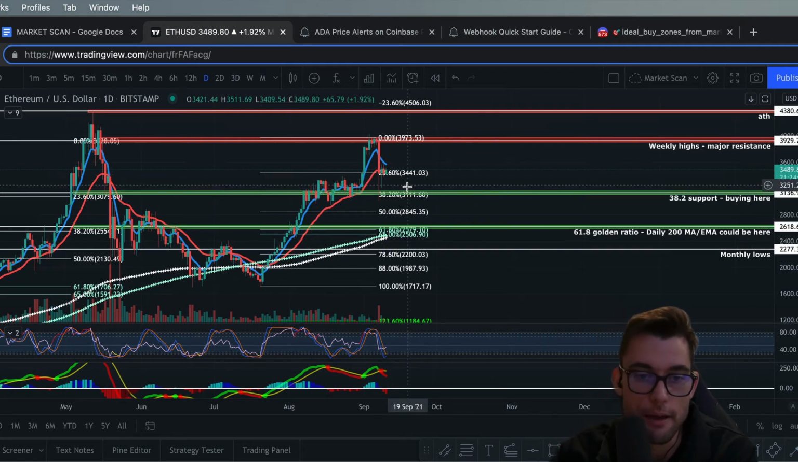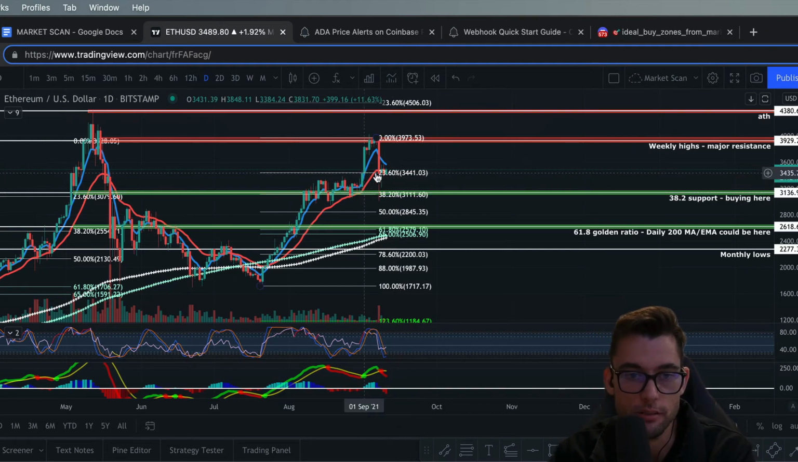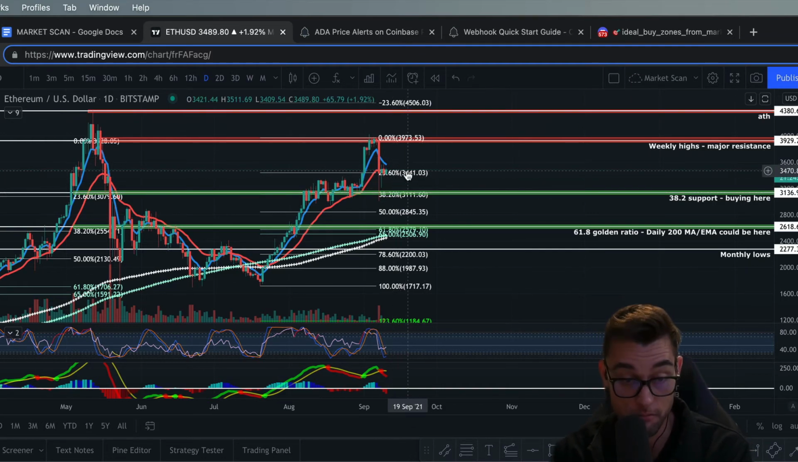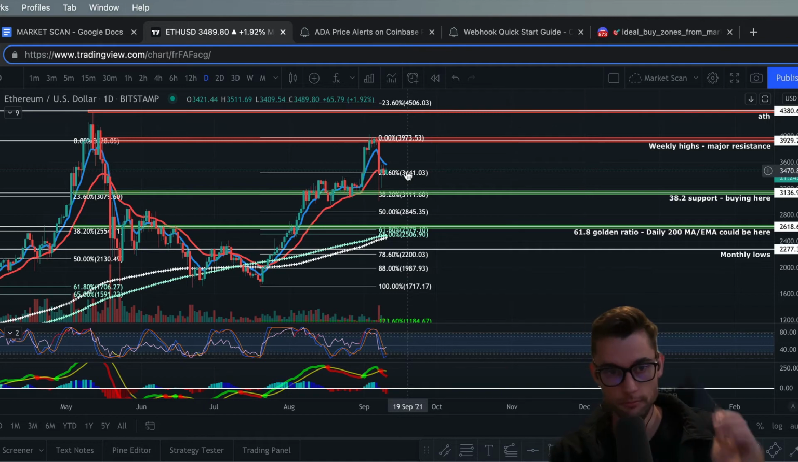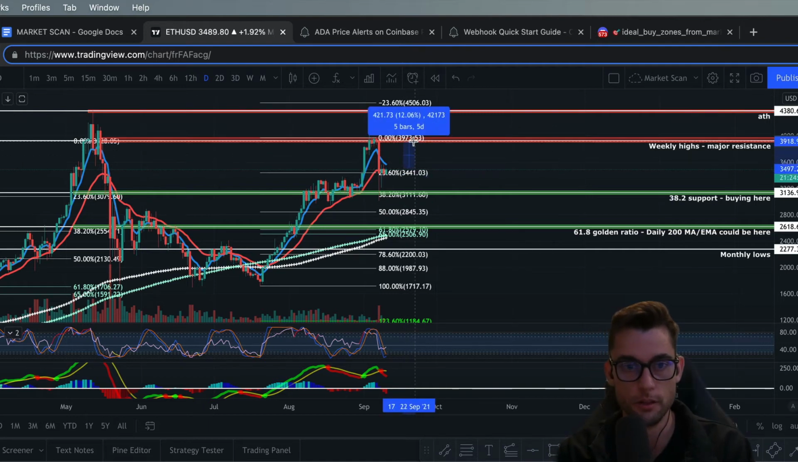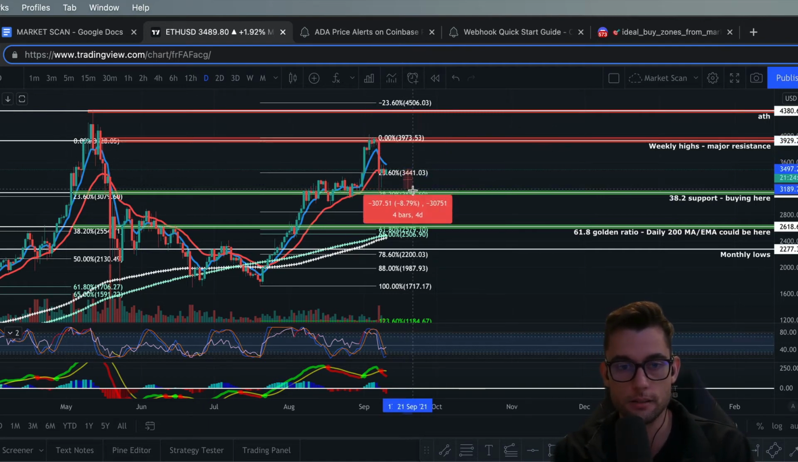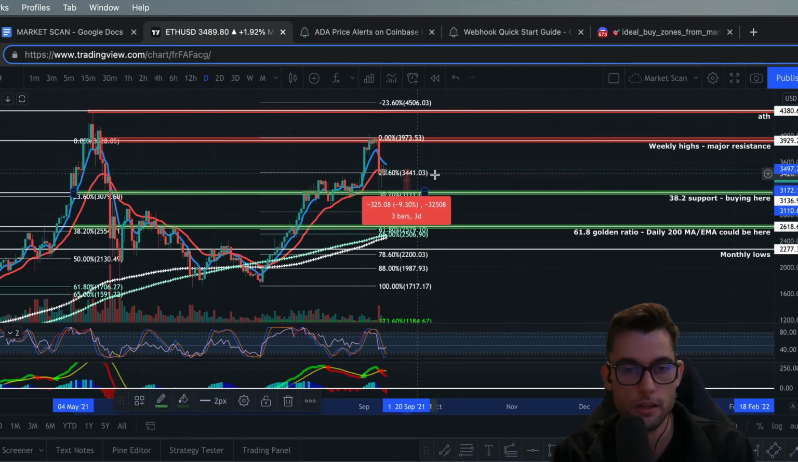And so yeah, I would put my orders in here. Like this, I would not buy right here just because, I mean, it's close to the highs. It's almost as close to the highs as it is to the lows.